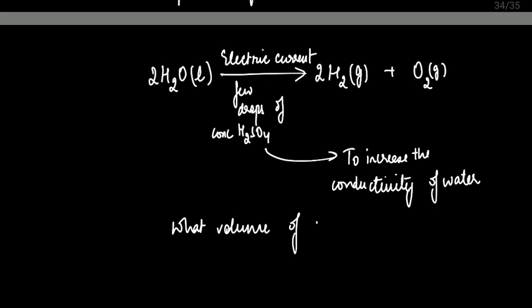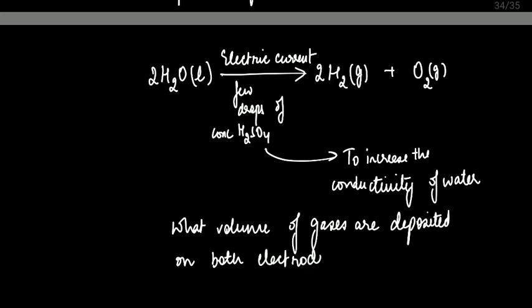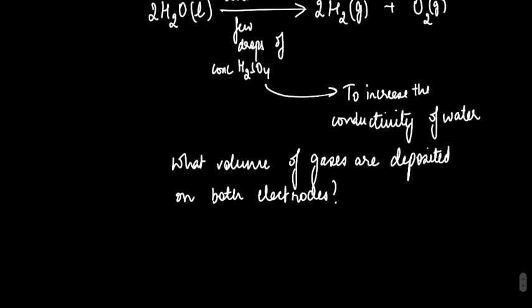What volume of gases are deposited on both electrodes? So when we say electrodes, we are talking about cathode. Cathode is, you can say, the electrode or the potential carrying negative charge. And then we have anode, which is carrying positive charge.